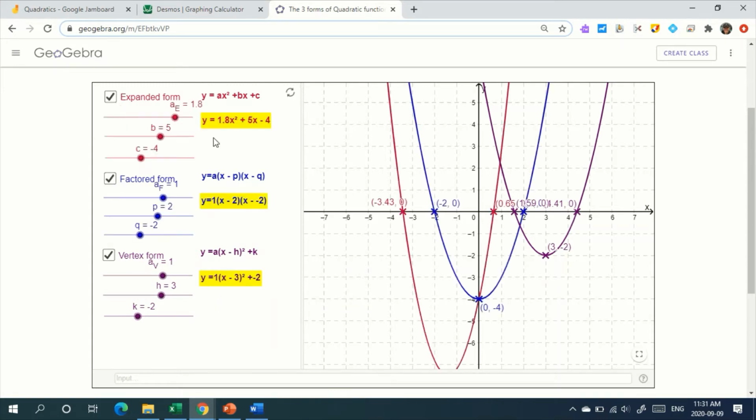So with that said, we have our three forms, the standard, the factored, and the vertex, and each one gives us different information and different clues to what this parabola looks like.